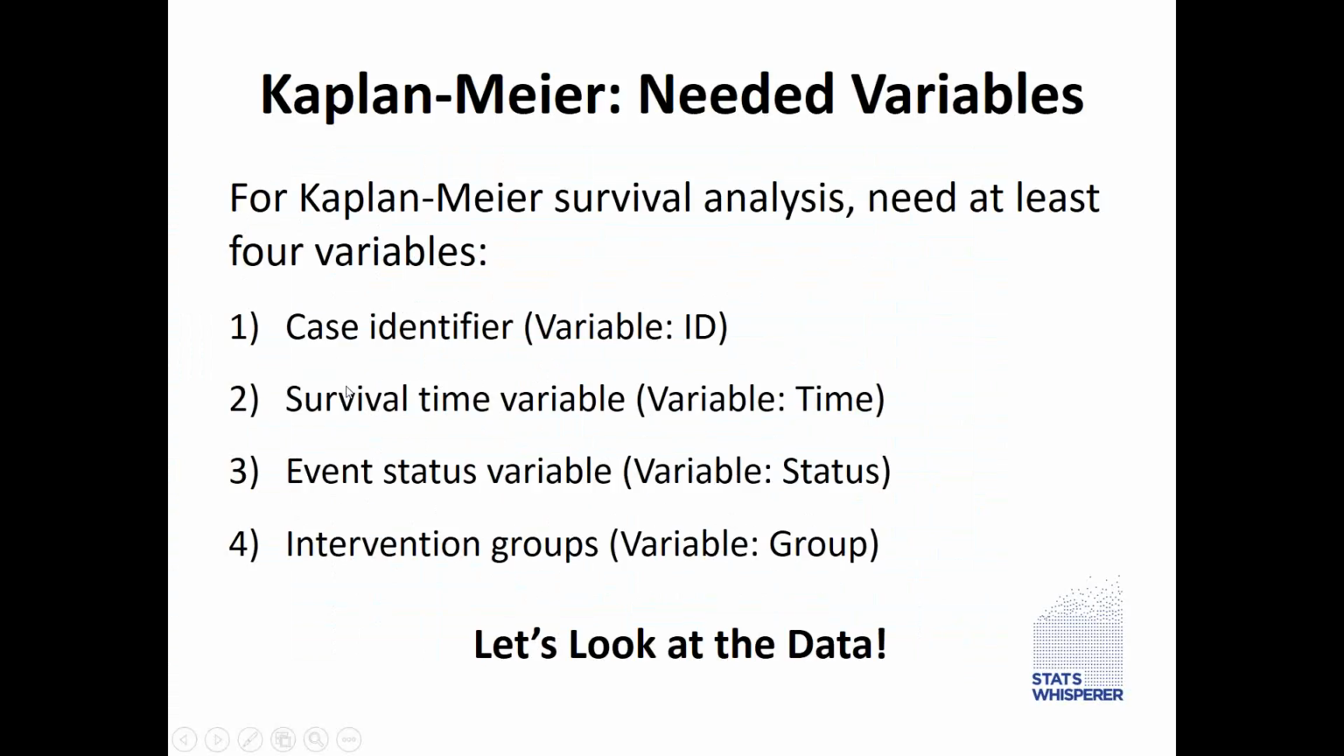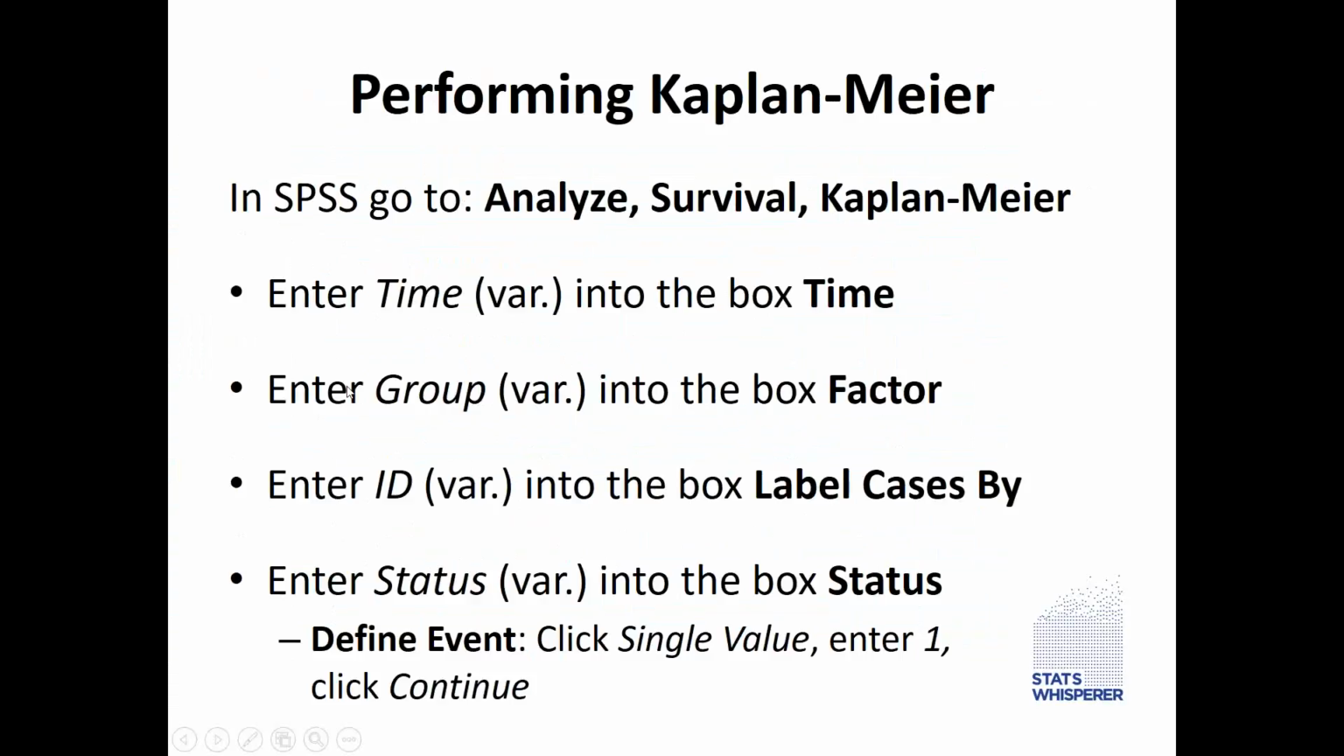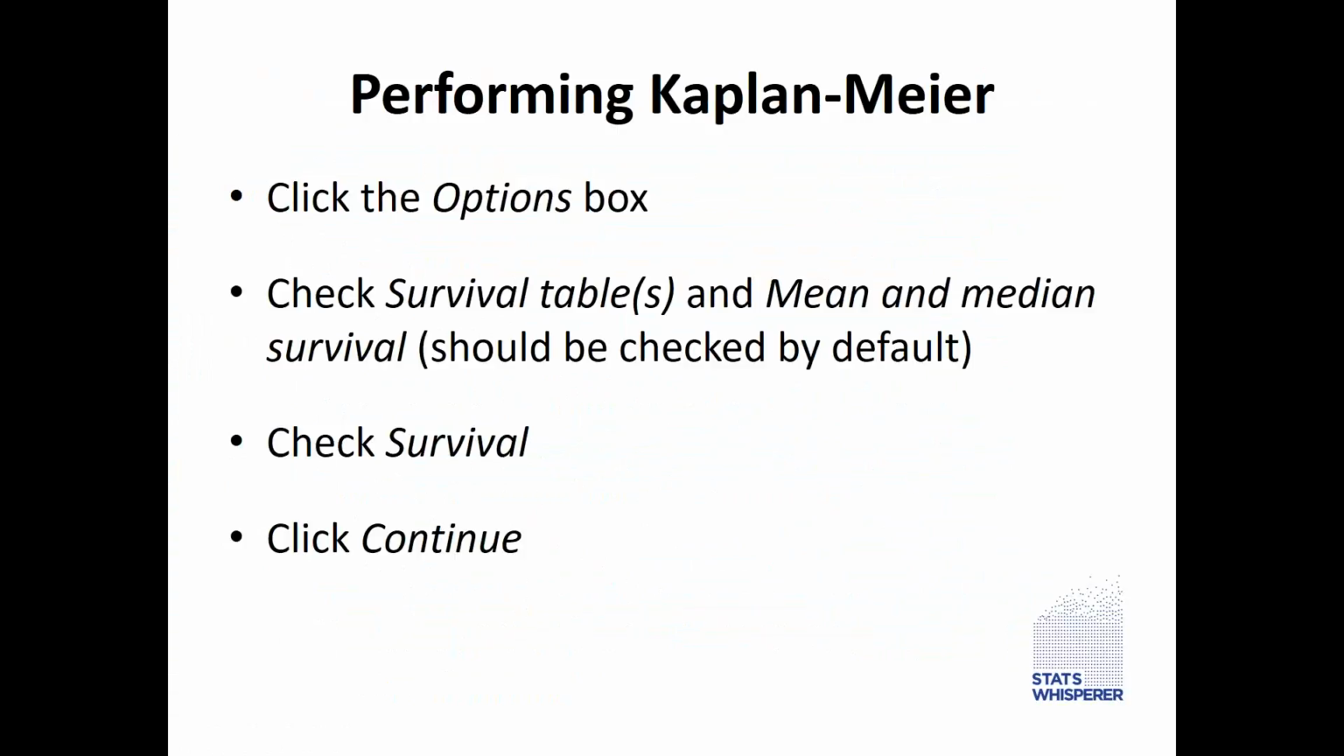Okay, so we looked at the data. Right, so now we're going to perform the Kaplan-Meier. So we're going to go into SPSS, analyze, survival, Kaplan-Meier. We're going to enter our time, enter our group, enter our ID, then define our status. Then on the next slide, we're going to go into that options box. You'll see survival and mean and median survival are checked by default. We're going to check survival and then click continue.